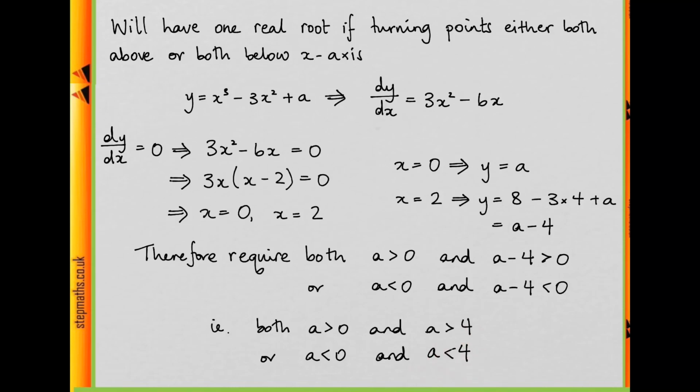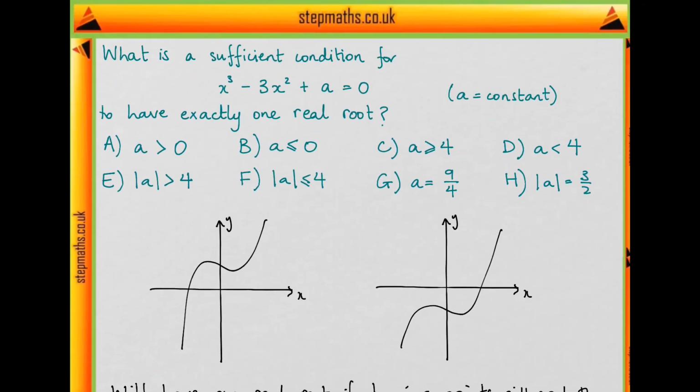And now, if a is greater than 4, then a is definitely greater than 0, right? So for this first condition, we could just specify a greater than 4, and both of these would be satisfied. And similarly for the second one, if a is less than 0, then a is definitely less than 4, right? So the second condition is just the same as specifying a is less than 0. Okay, so these are the necessary conditions for our cubic to have one real root. So for this cubic to have one root, we're going to need either a greater than 4 or a less than 0. And if neither of these are satisfied, then we won't have exactly one root.